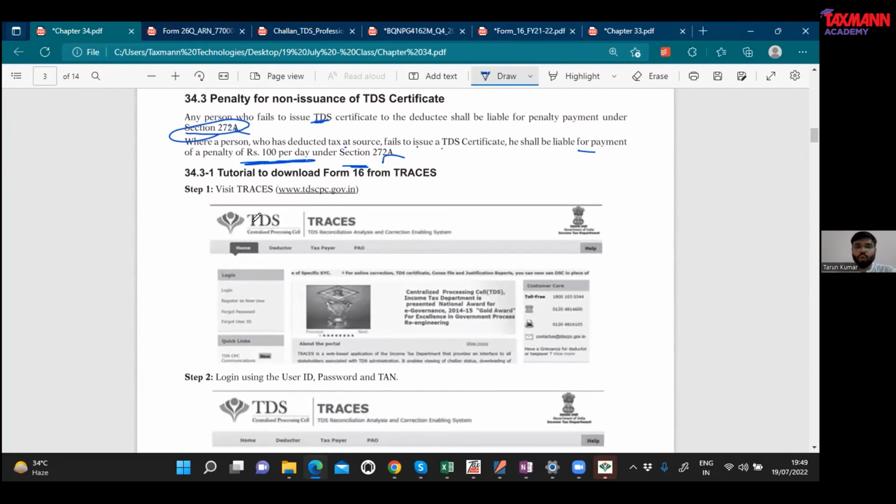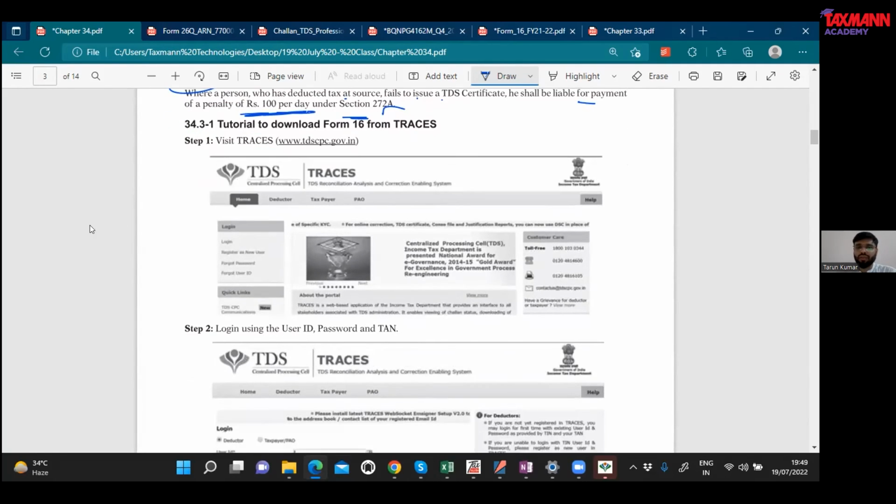Now here are the tutorials to download Form 16A from the TRACES. I have already explained the live demo to you. I'll just quickly run through it. You need to visit the website TDS CPC. Then you need to log in using your user ID, password, and TAN number if you are downloading as a deductor.